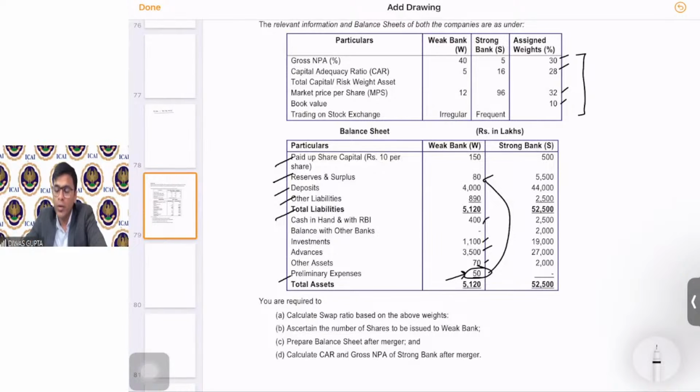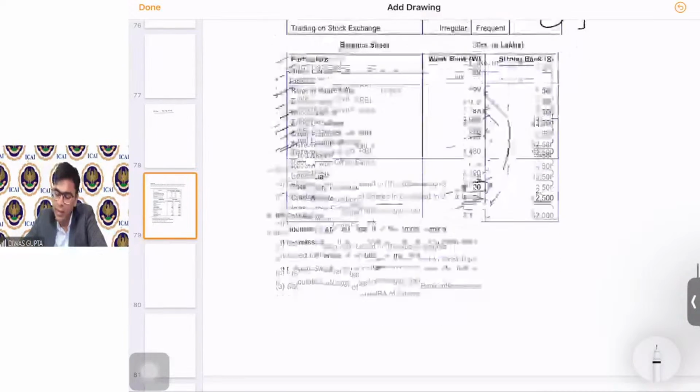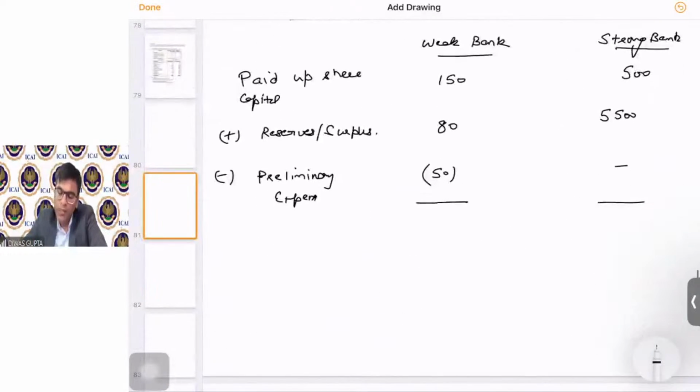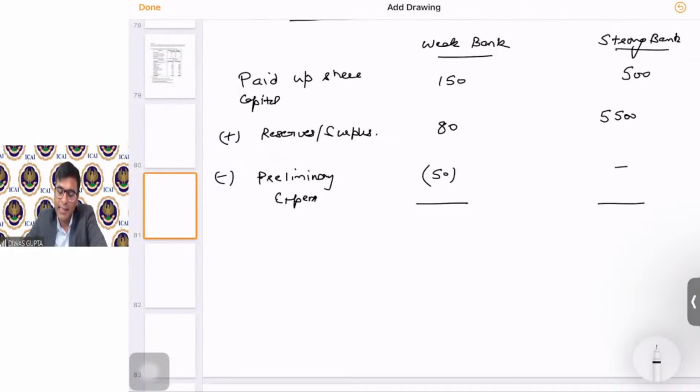Okay, Shruti, now I got your point. Yes, this weight we will assign later on. 10% weight will be assigned later to the book value. So this comes out to 150 plus 80, 230, minus 50, 180. This is 6,000.